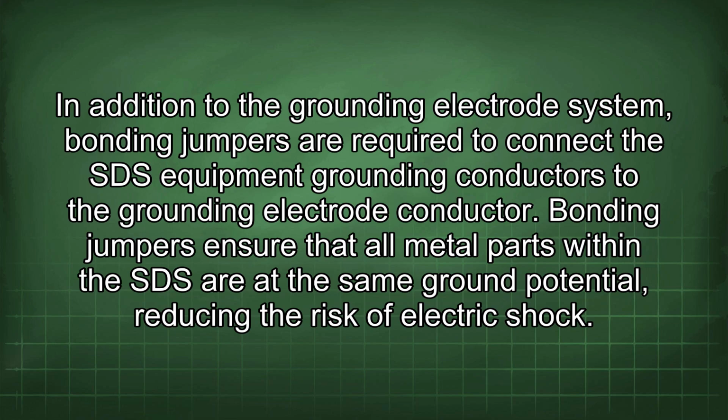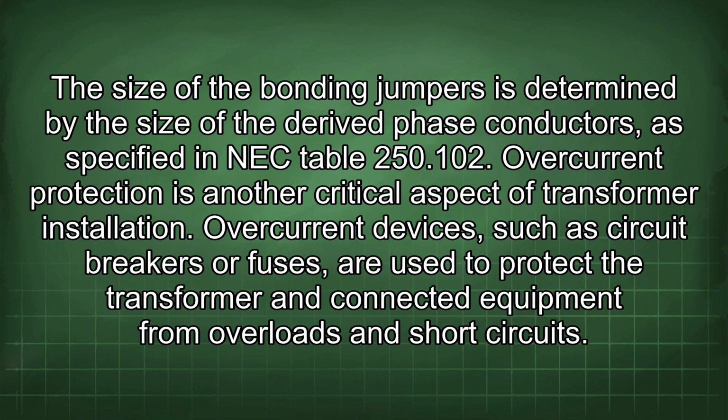In addition to the grounding electrode system, bonding jumpers are required to connect the SDS equipment grounding conductors to the grounding electrode conductor. Bonding jumpers ensure that all metal parts within the SDS are at the same ground potential, reducing the risk of electric shock. The size of the bonding jumpers is determined by the size of the derived phase conductors, as specified in NEC Table 250.102.